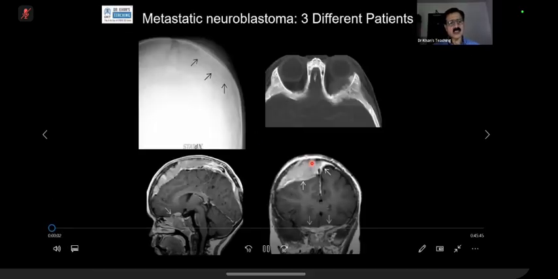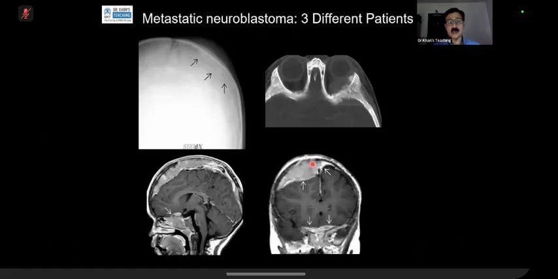Now, metastasis from neuroblastoma, they will show you skull X-rays. Remember this, skull X-rays, in which there will be a destructive lesion like this one, where there is some thickening and some soft tissue. Mets from neuroblastoma versus leukemia, both of them can cause this.